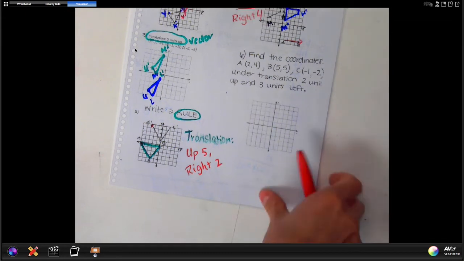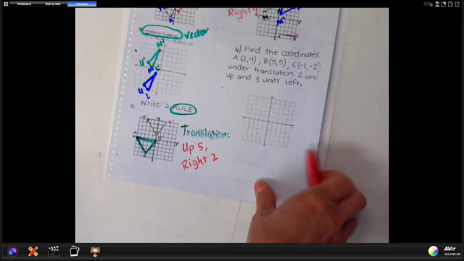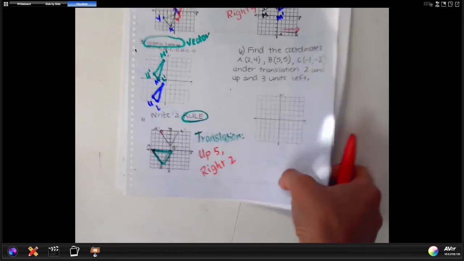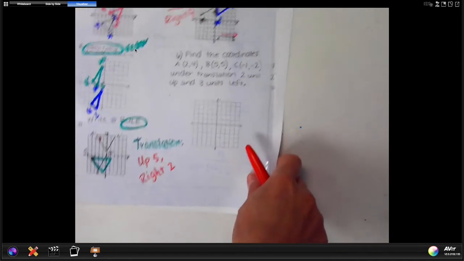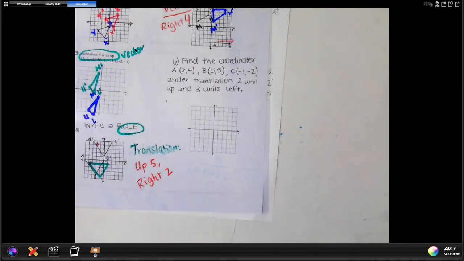Okay, last but not least is obviously the hardest one. I always save the most difficult for last. Number 6. Find the coordinates 2, 4, 5, 5, -1, -2 under a translation of 2 units up and 3 units left. Okay, I put a graph underneath there to show you, okay? However, we can figure it out without the graph, okay?